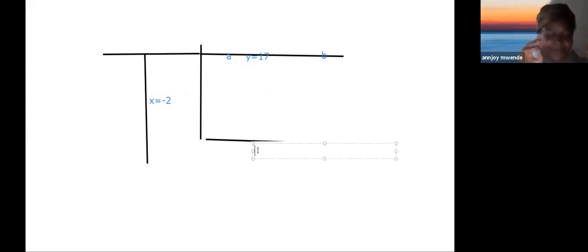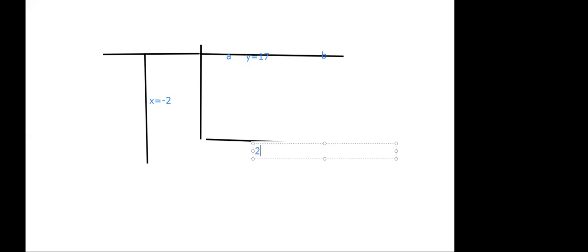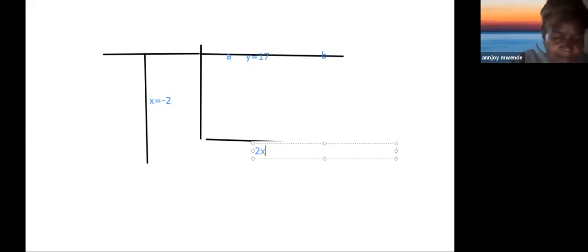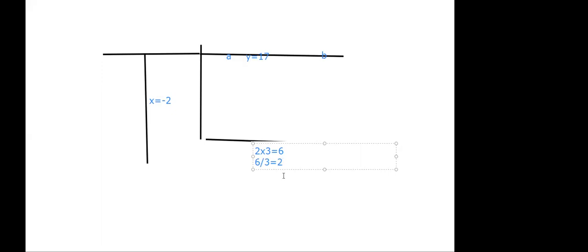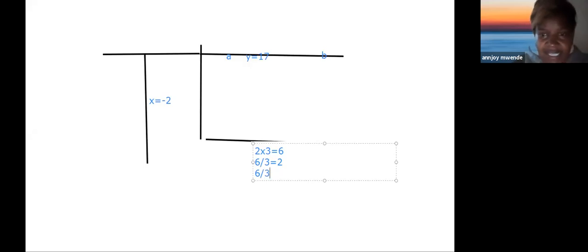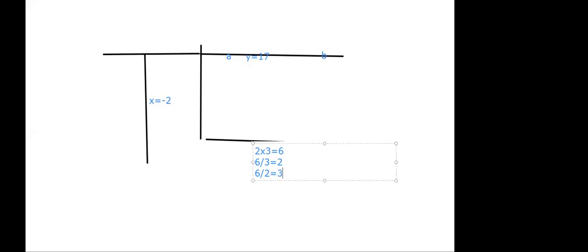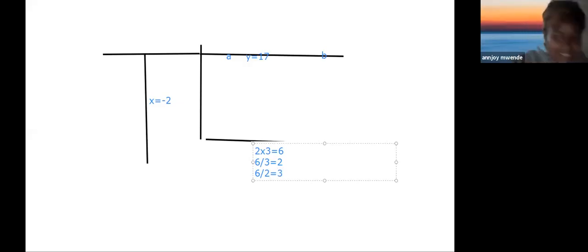It is undefined. Because now look at this, 2 times 3, the answer is 6. Are we together? If I say 6 divided by 3, I'm supposed to get 2. Is it okay? Yes. Or if I say 6 divided by 2, I'm supposed to get 3, because 2 times 3 is equal to 6.